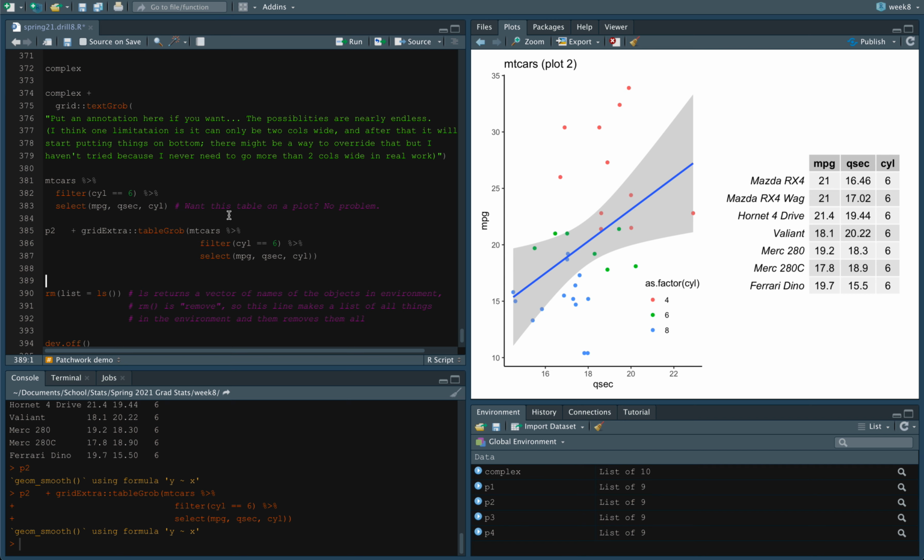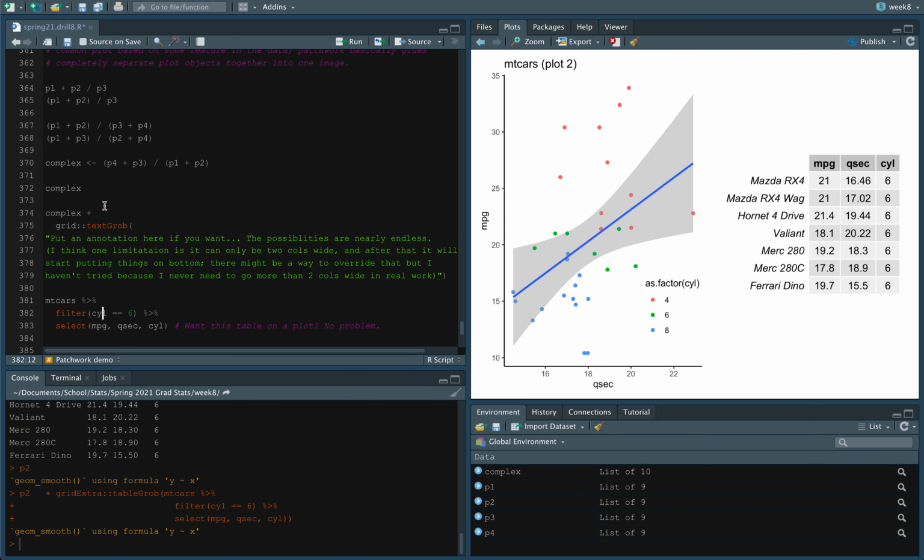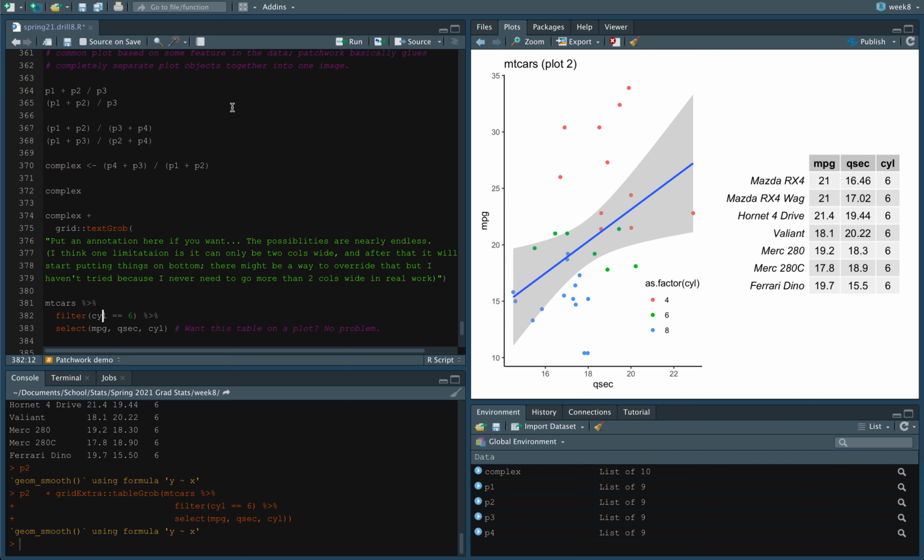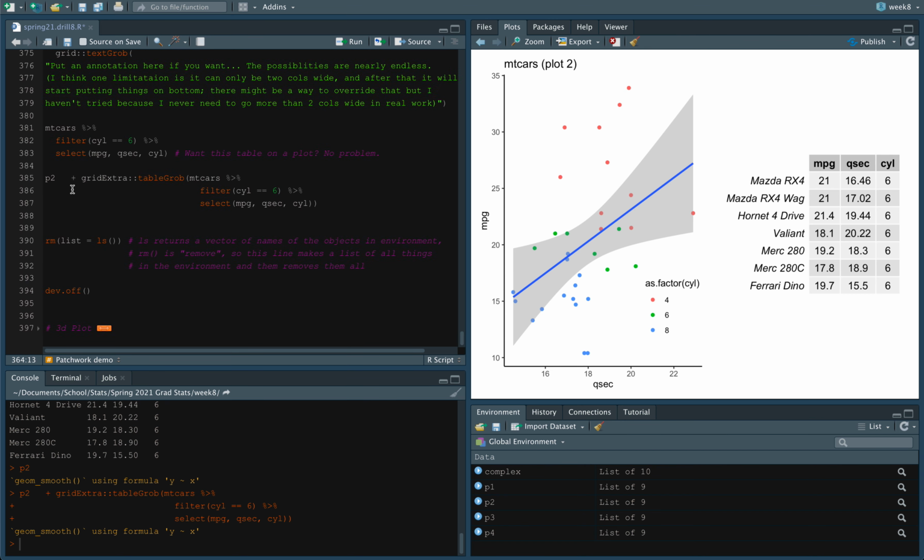So that's patchwork in a nutshell, and that'll come in use later because we're going to make 2 plots and put them side by side. That's why I wanted to jump off with this quick demonstration.